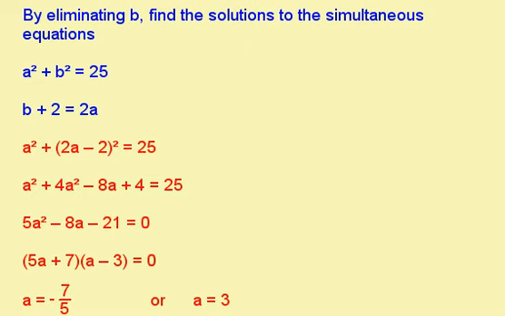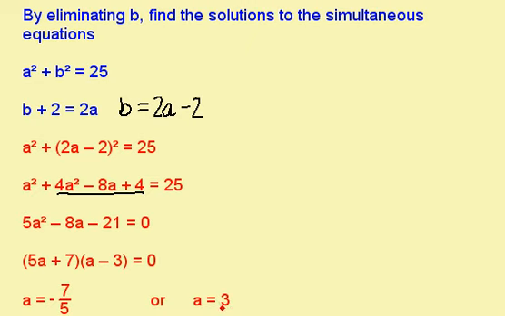The first thing I'm going to do is rearrange this equation to give me b. So I have b equals 2a minus 2. I'm then going to substitute this into this equation here. Multiplying out these brackets gives me this. I'm then going to simplify and rearrange to give me this equation here. Factorising gives me this, and I can then solve to find that a is minus 7 over 5 or 3.